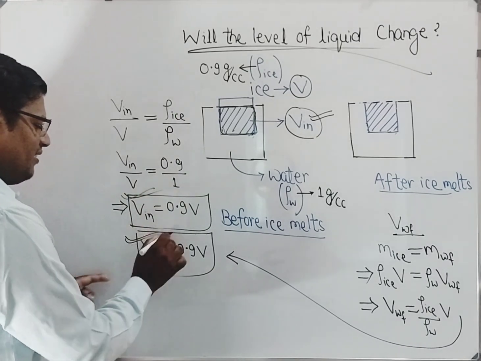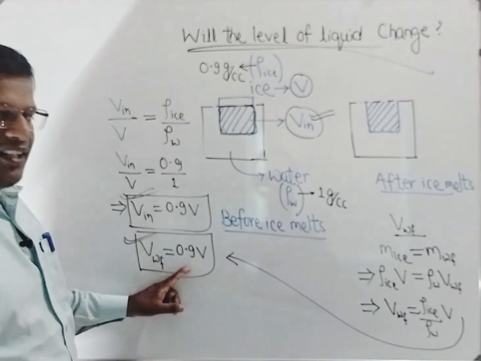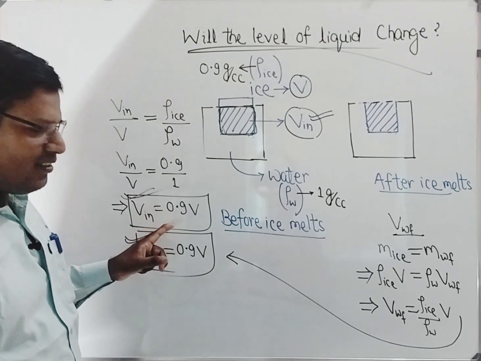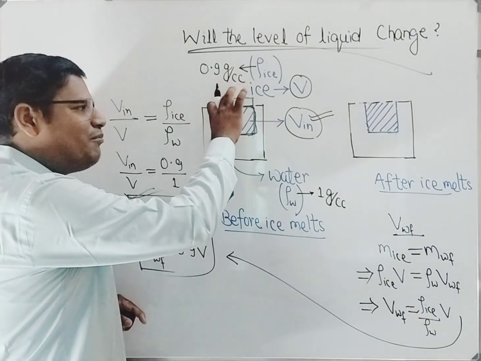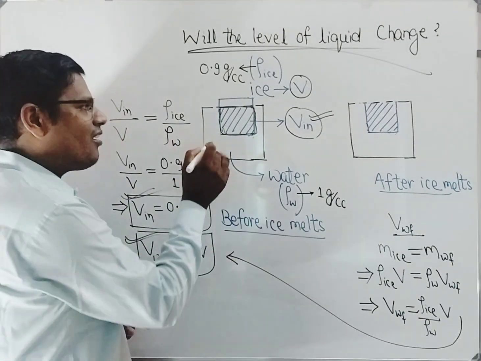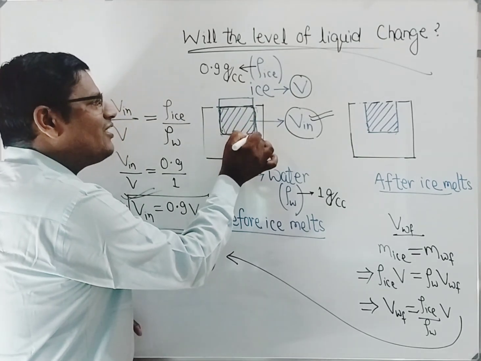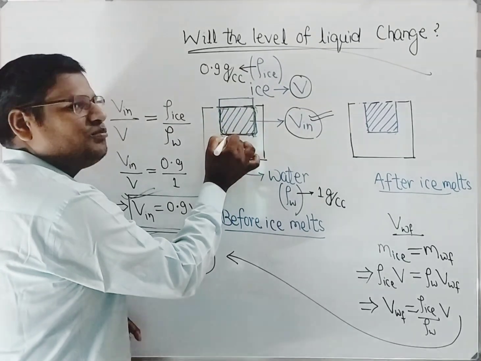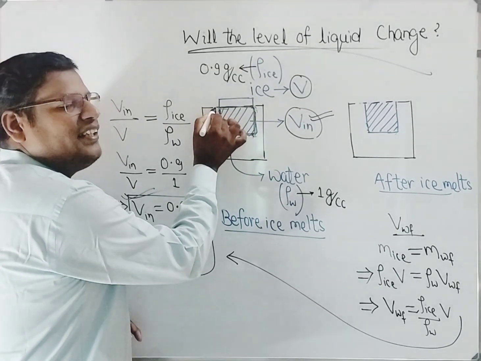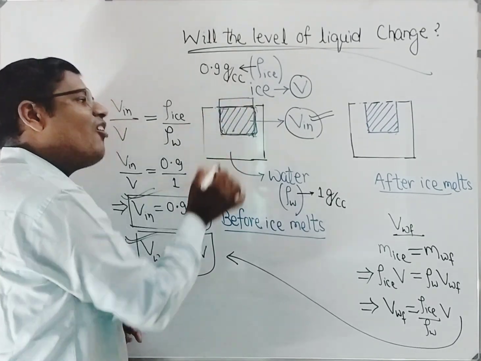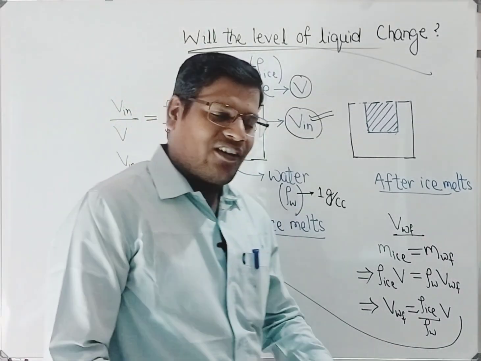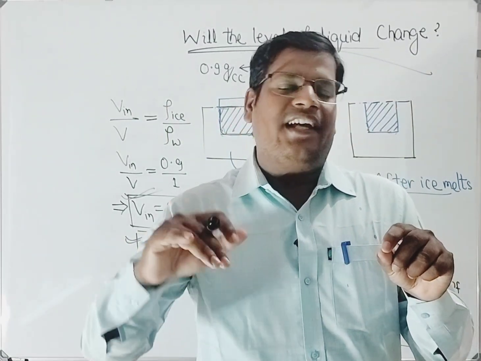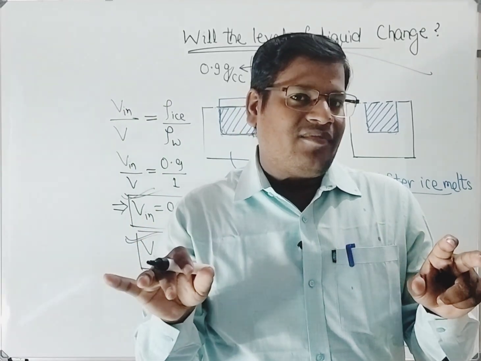Here are the calculations. The volume of water formed is 0.9 V, and the volume of the ice which is inside is again 0.9 V, right? So when this ice melts, it becomes water of exactly this much volume only. So the newly formed water fills this exact space. So now the level of the liquid in the container will neither increase nor decrease. So the answer is that the level of the liquid in the container will neither increase nor decrease, it will remain the same, isn't it?